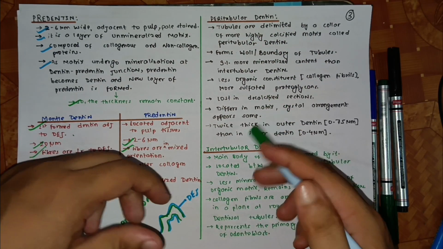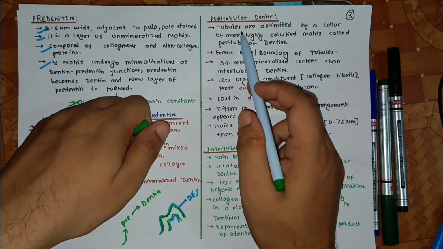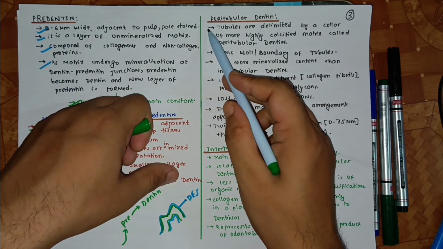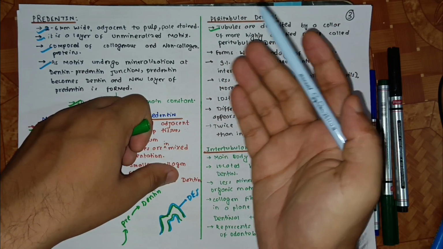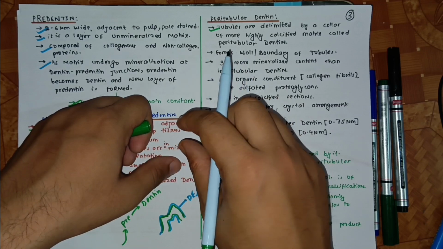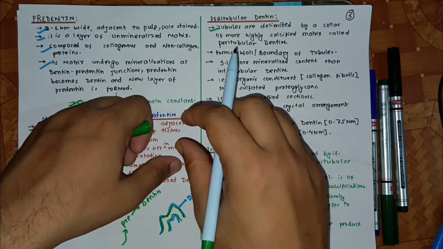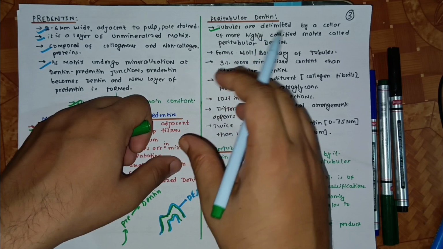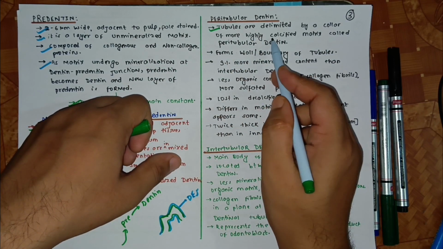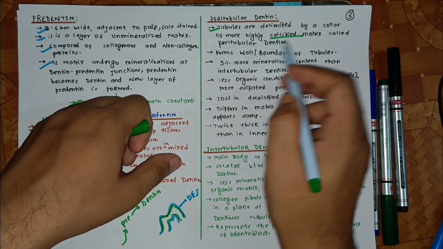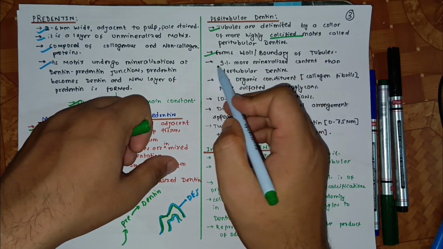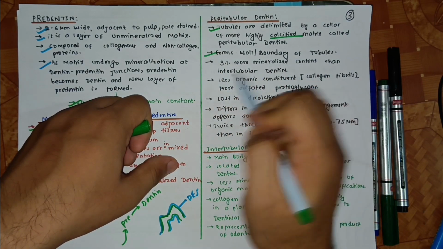Now, in peritubular dentin, the tubules are delimited by the collar of more highly calcified matrix called the peritubular dentin. I have discussed that earlier. Peritubular dentin is just a calcified mass, a mineralized matrix that limits the dentinal tubule. It forms the wall or boundary of the dentinal tubule, and it is 9% more mineralized than the intertubular dentin.